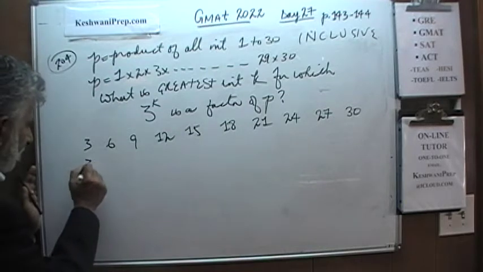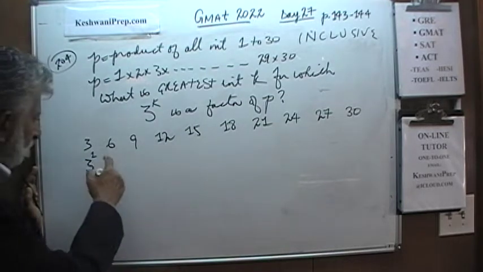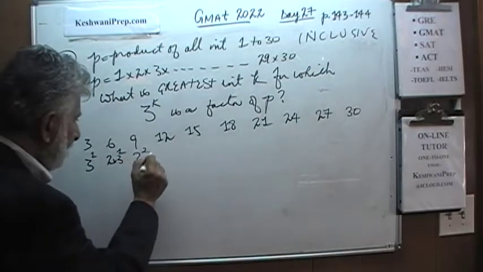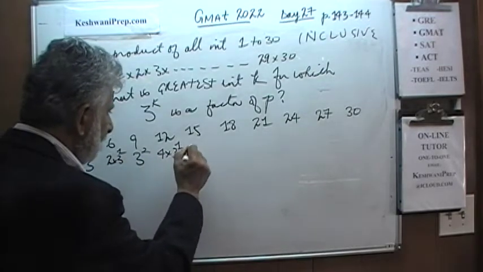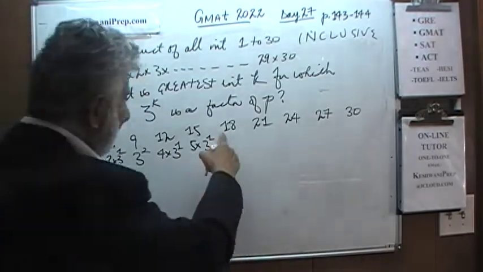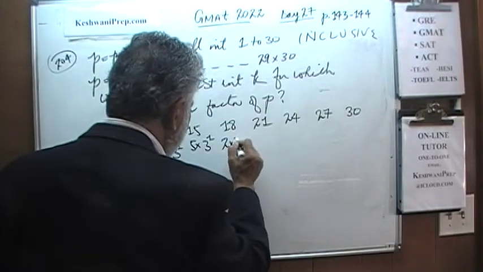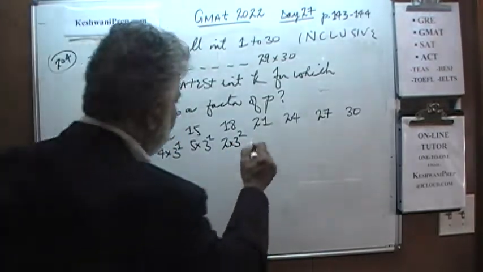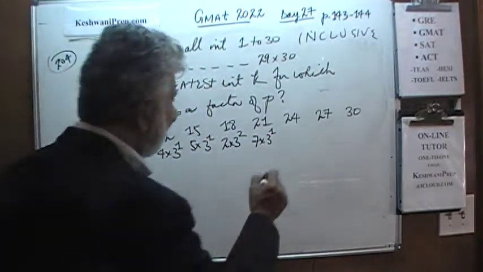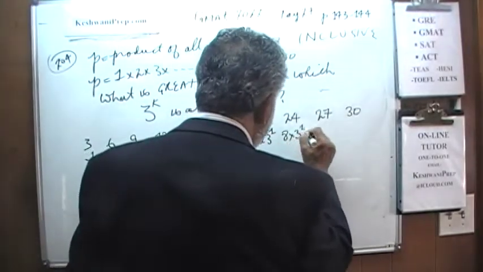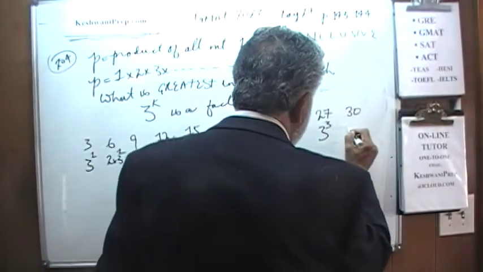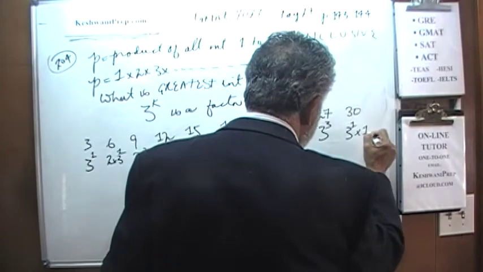3 can be written simply as 3 raised to 1. 6 is simply 2 times 3 raised to 1. 9 is 3 squared. 12 is 4 times 3 raised to 1. 15 is 5 times 3 raised to 1. 18 can be written as 2 times 9, with 3 raised to 2. 21 is 7 times 3 raised to 1. 24 can be written as 8 times 3 raised to 1. And 27 can be written as 3 raised to 3. And finally, 30 can be written as 3 raised to 1 times 10.